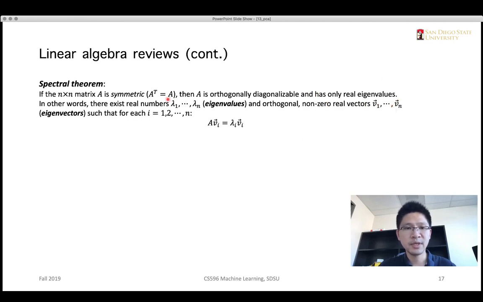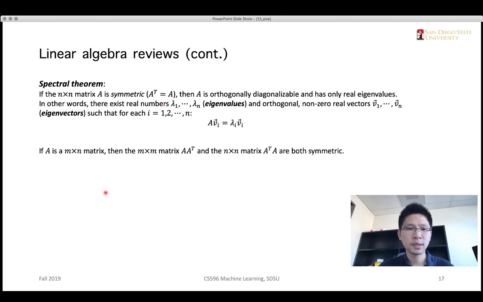So this theorem means that there exist real eigenvalues and orthogonal, non-zero real eigenvectors such that they satisfy this form. There are n such eigenvalues and eigenvectors that satisfy A times Vi equals lambda i times Vi. And the condition is that A is symmetric. Now let's further look at a non-symmetric matrix A.